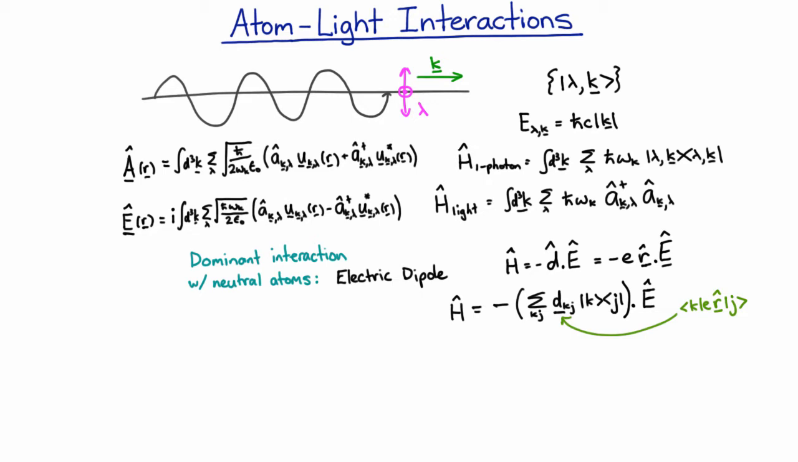So if we're talking about a two-level atom, then my final Hamiltonian looks like this. And furthermore, this coefficient here is just where I have the e and the g swapped over here, and so therefore it's just the Hermitian conjugate.